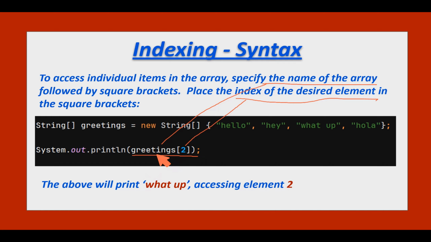Greetings, this is the name of the array, square brackets, and then a 2. The 2 is the index that we're trying to get to, and it's going to give you the what up because it's 0, 1, 2. So basically, with indexing, you specify the index or the address of the element you're trying to access, and ask and you shall receive, it's going to access that one.